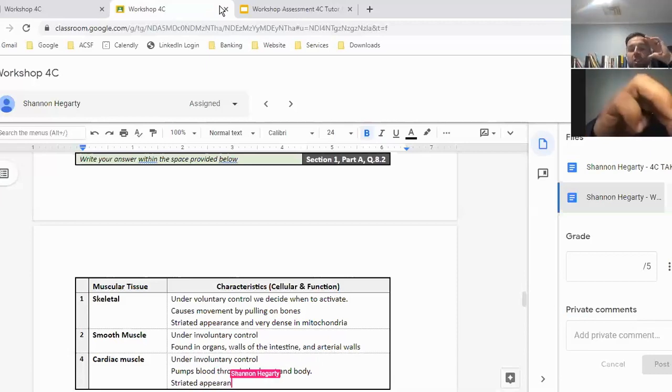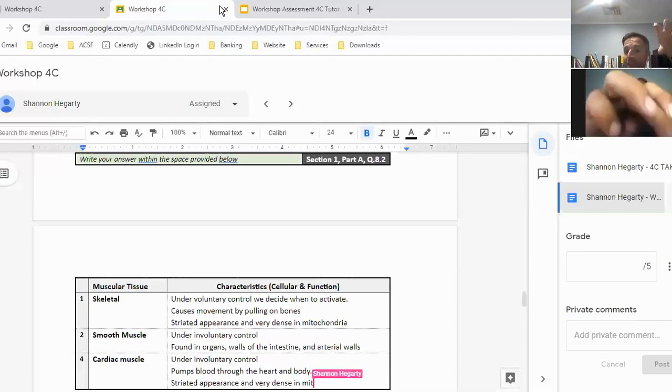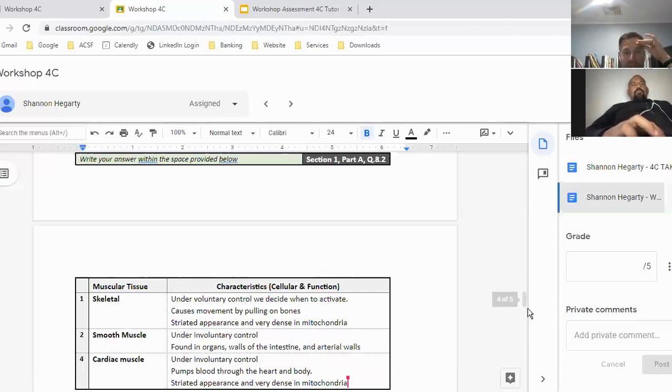So can you see, Shannon, how that one's kind of a mix of the first two? So yes, it's striated and it's very dense in red blood cells and dense in energy, but it's involuntary like smooth muscle. Okay, yep. Great. They're excellent answers, very well detailed. All right. Okay, so let's keep going.